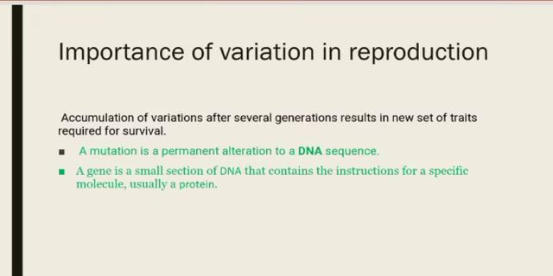Next topic is the importance of variation in reproduction. Because of this variation, new characteristics or new traits are forming in that organism. Accumulation of variations after several generations results in a new set of traits required for survival. Because of mutation or other environmental factors influencing this DNA copying and making some alterations in the sequencing, new traits or new characteristics form in that organism, which will help that organism to get adapted to the surroundings or to survive the circumstances.